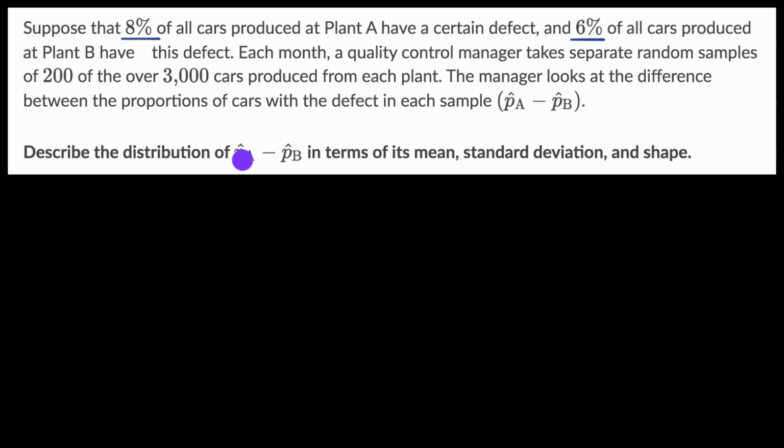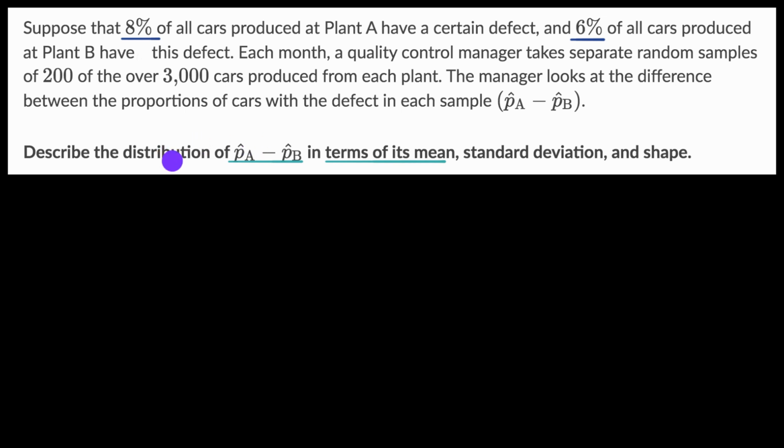Describe the distribution of the difference of sample proportions in terms of its mean, standard deviation, and shape. So let's take these step by step. First, let's think about the mean of the difference of our sample proportions. Pause this video and try to figure out what that's going to be.